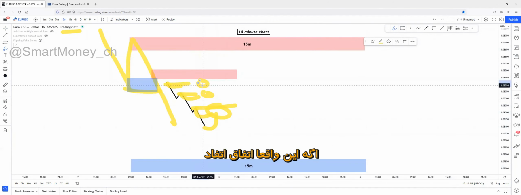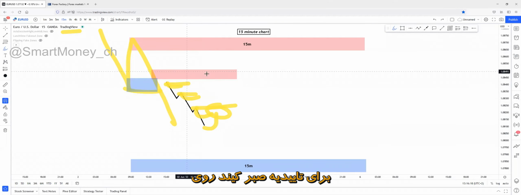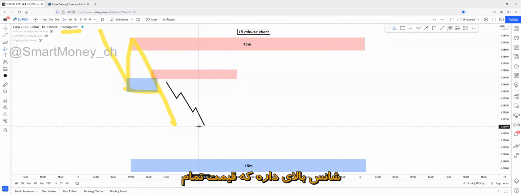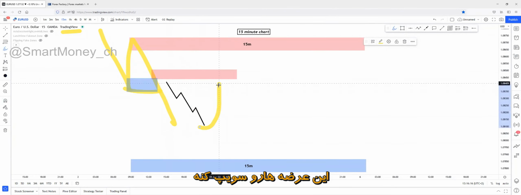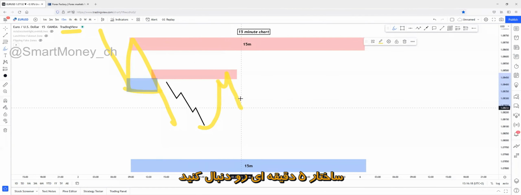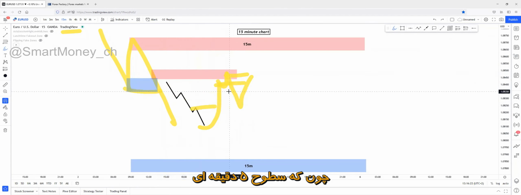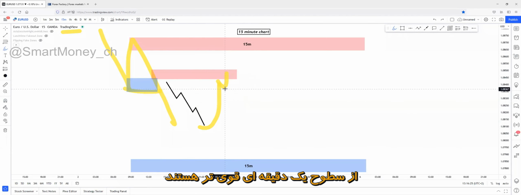If this scenario happens, you can just simply wait for the confirmation on this 5-minute demand zone, because there's a higher chance that price will sweep all of these supply zones and tap into this 5-minute zone and follow the 5-minute structure and not just reverse on these 1-minute random zones, because 5-minute zones are stronger than 1-minute zones.